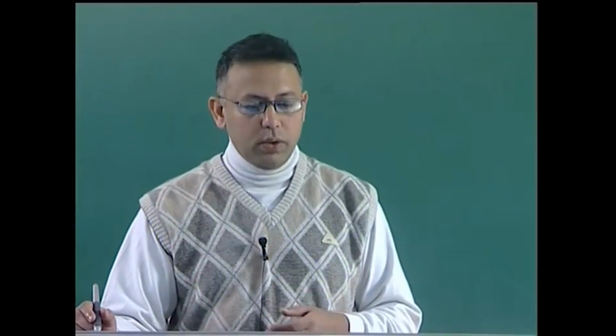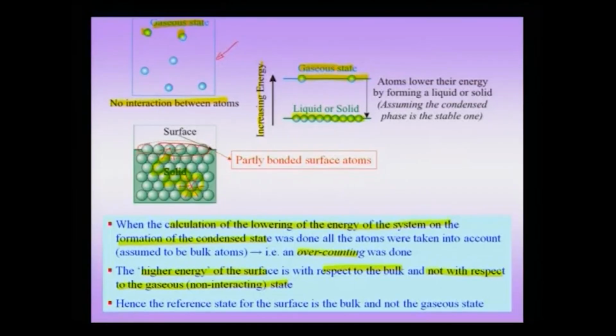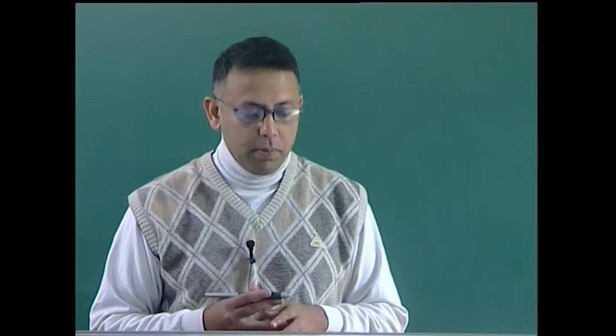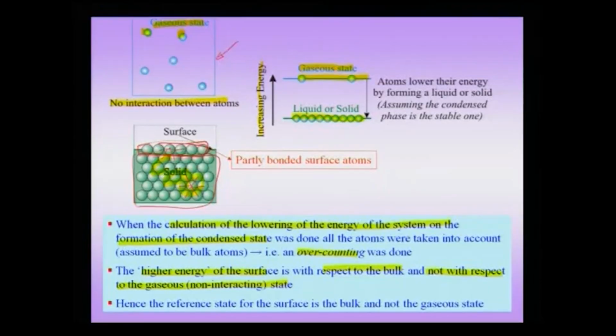Suppose I were to do an accurate calculation, in other words, I only count those atoms in the bulk when I try to find out how much energy they are lowering, and separately treat my surface atoms and find out how much energy they were lowered, then I do not even have to consider a concept like surface energy. But typically this is not how it is done. It is done by assuming that all atoms are bonded well, and then I do a correction with respect to the fully bonded state, which I call the surface energy term. Hence, the reference state for surface energy is the bulk and not the gaseous state.